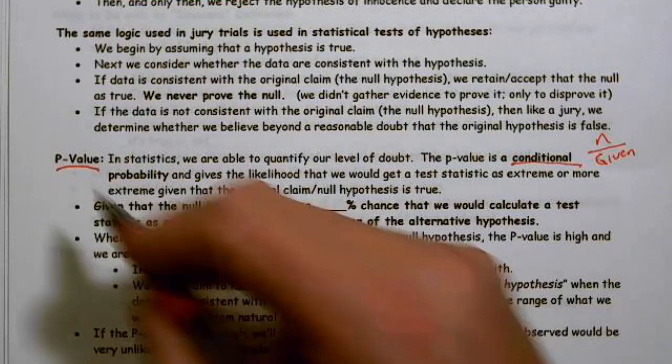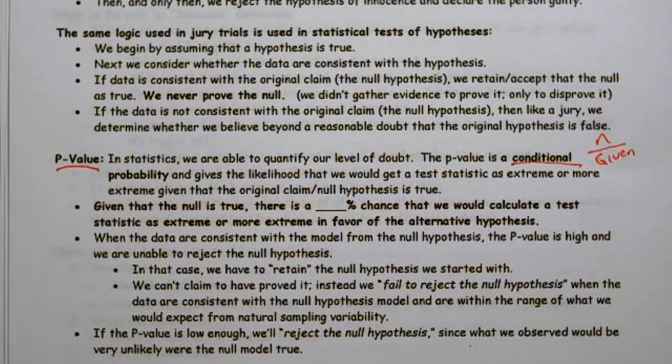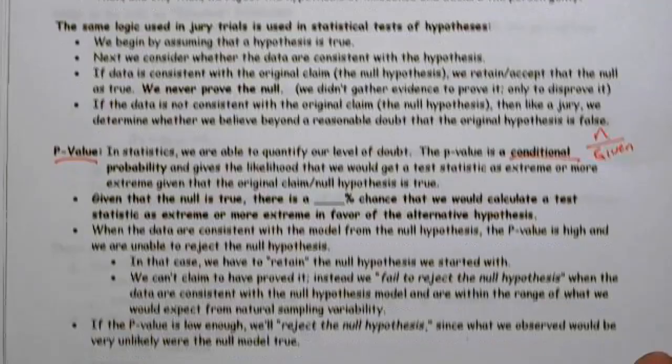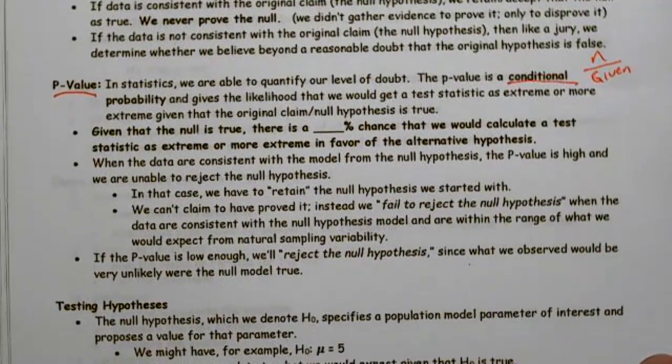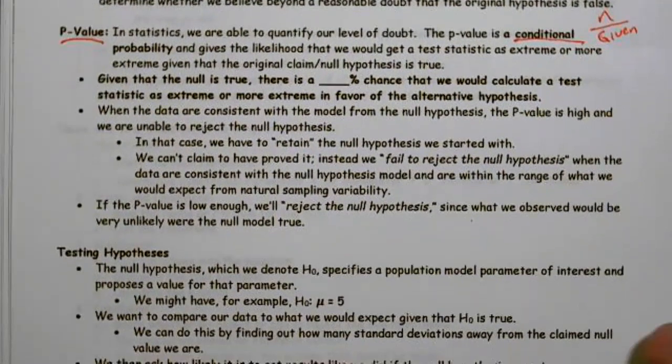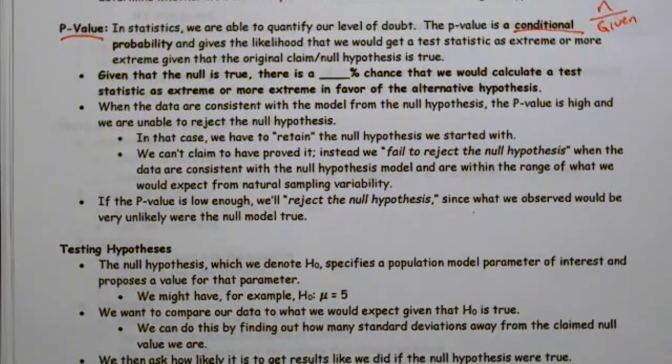So if we get a really, really small p-value, the smaller the p-value, the more likely we are to reject the claim. I like to use the phrase reject the null hypothesis, which is the original claim of innocence. I like to use a basketball example. And my example is this.